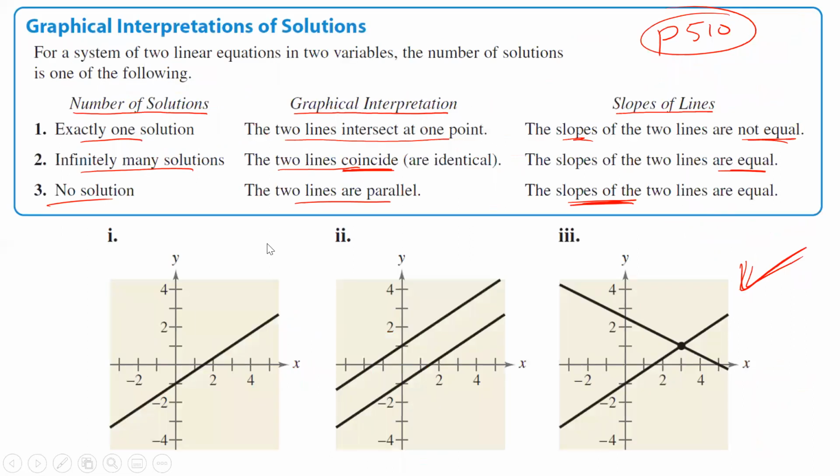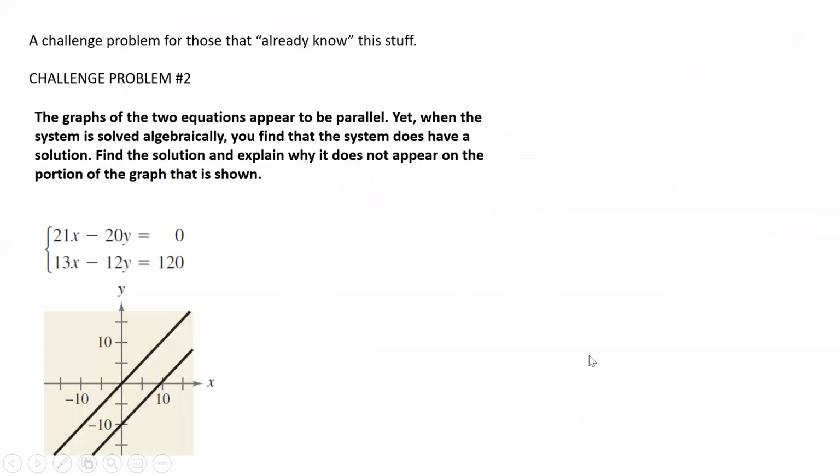Then we talked about the 3 different possibilities of 2 lines on the same plane. They could be right on top of each other, which is infinitely many solutions. They could be parallel to each other, which is no solution. Or they could cross somewhere, and that's the one solution. And then the challenge problem 2. If you want to write this one down, if you want to think through this.